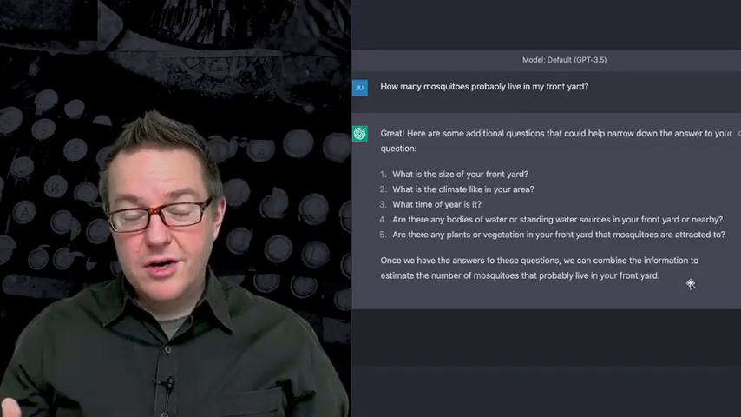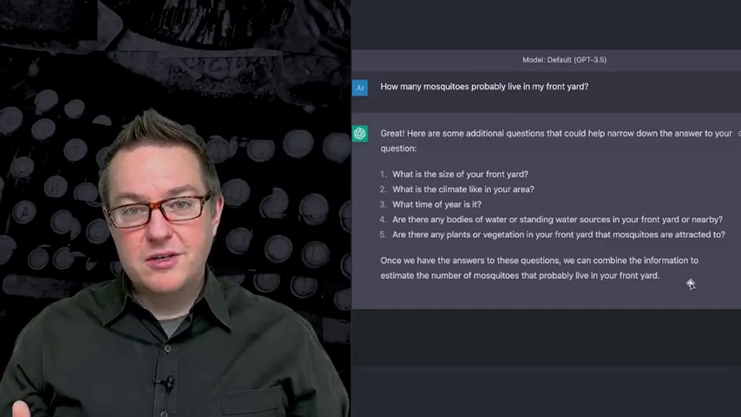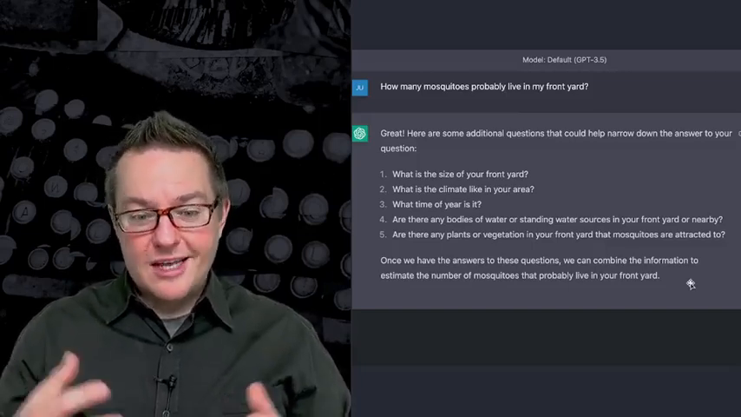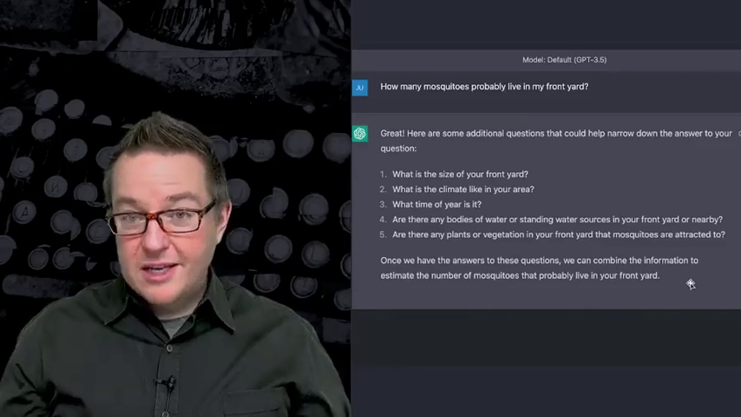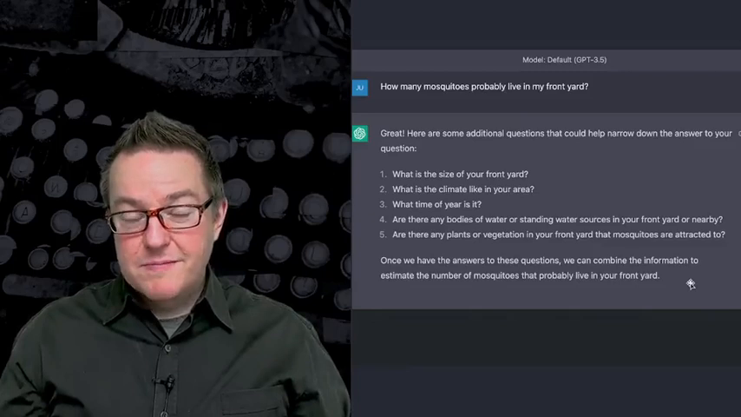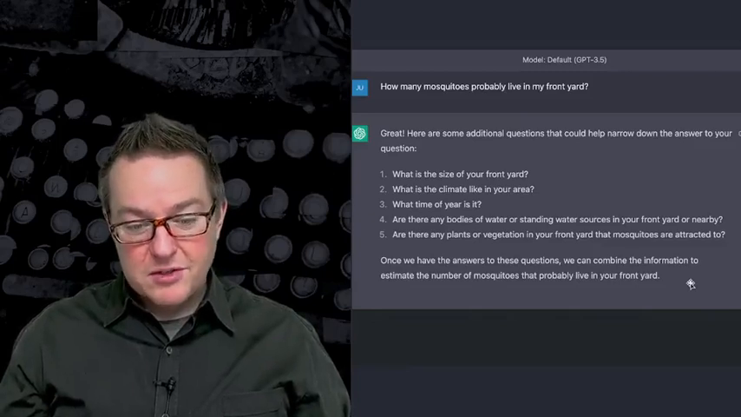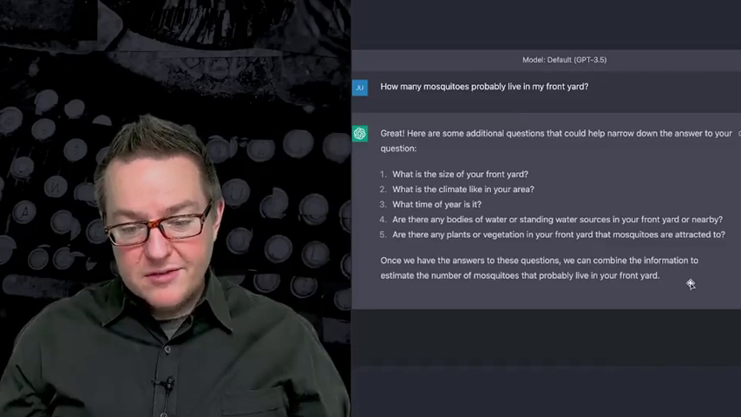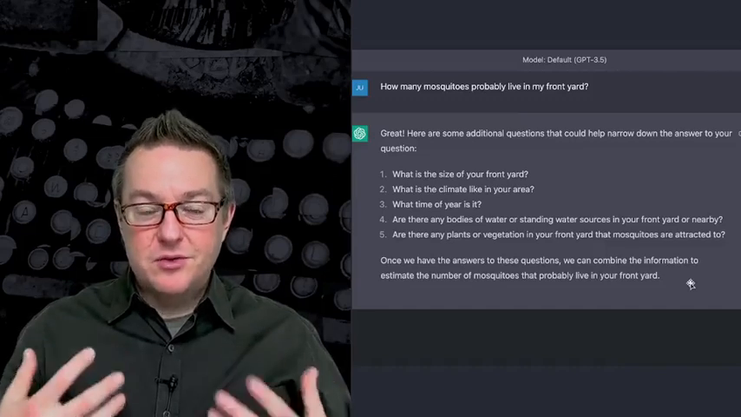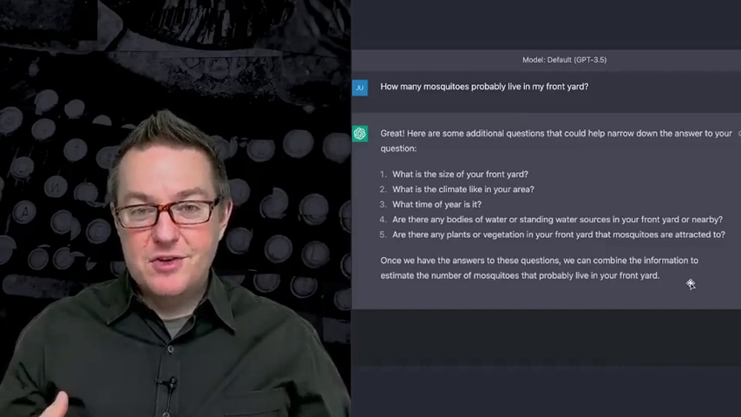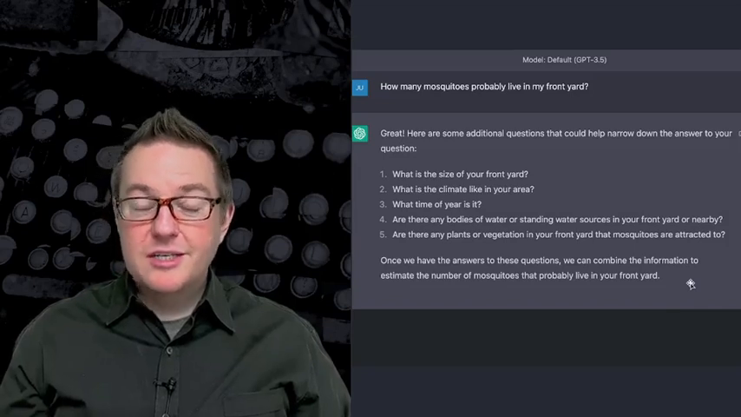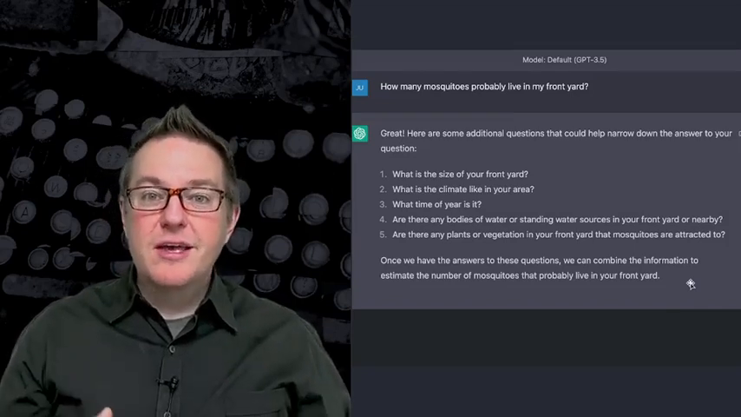What is the size of your front yard? I'm not sure that I even need to go research that. A larger yard is likely to have more mosquitoes. What is the climate like in your yard? I know that matters. What time of year is it? I know that also matters from personal experience. Are there any bodies of standing water in your front yard or nearby? I know that matters. That's general knowledge in the southeastern United States. And are there any plants or vegetation in your front yard that mosquitoes are attracted to? And I actually happen to know that is also an important factor.